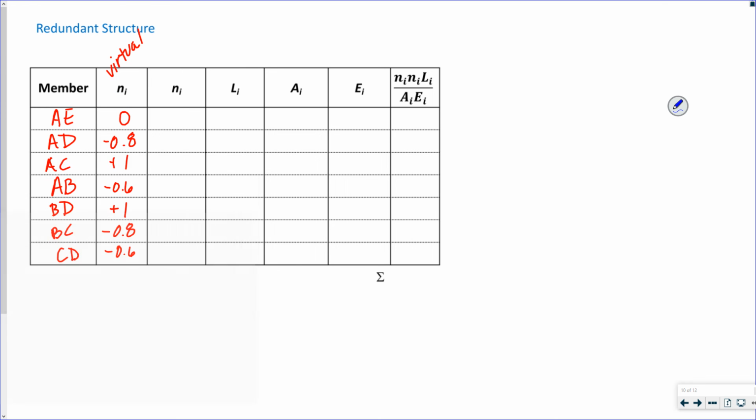Oops. Hey, I'll just keep it like that. Right? 0, negative 0.8 plus 1 minus 0.6 plus 1 minus 0.8 minus 0.6. My same lengths, 10 feet, 8 feet, kind of goes along with the numbers, doesn't it?